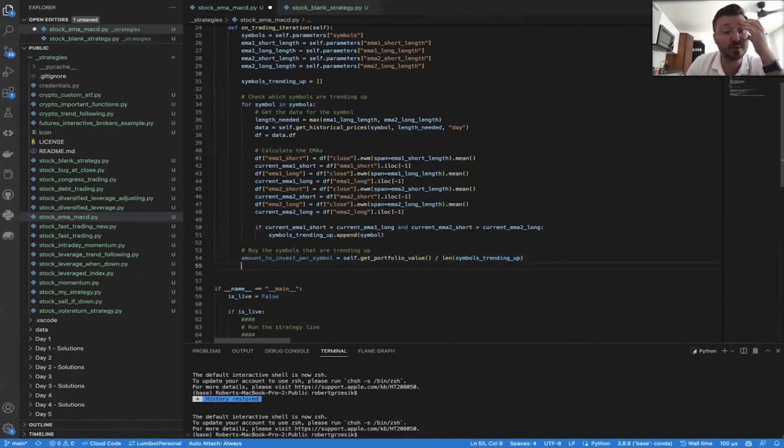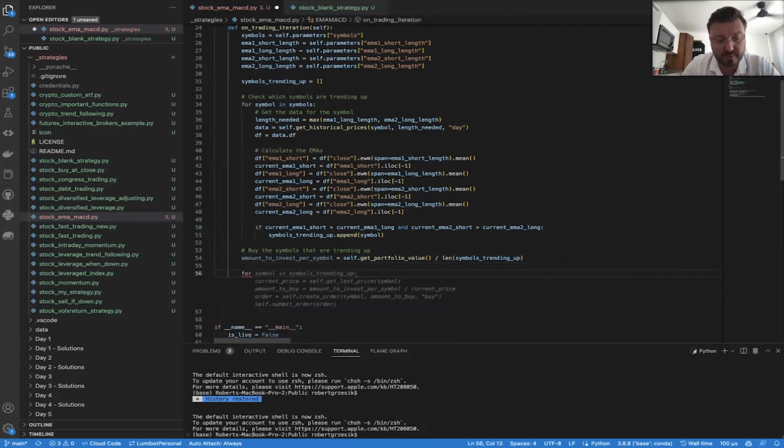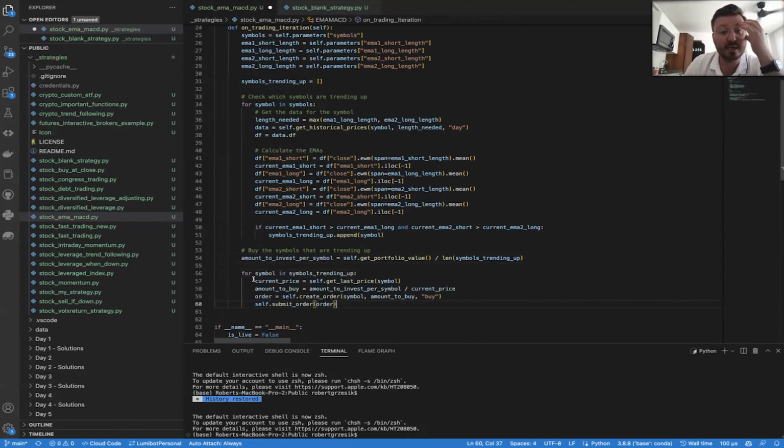And now what we're going to do is loop through each symbol again, for symbol in symbols trending up. I'm going to get, okay, this is going to get current price, perfect, amount to buy. I'm going to make this a double slash because we're trading stocks. Then we're going to create order, amount to buy. This is actually very good. Wow, it literally did that for us.